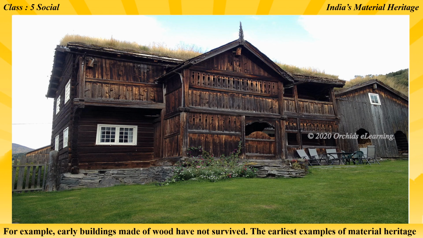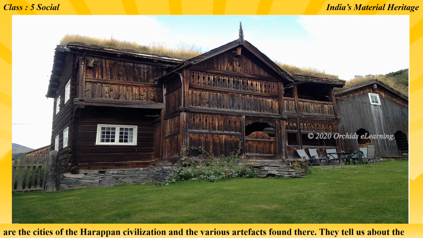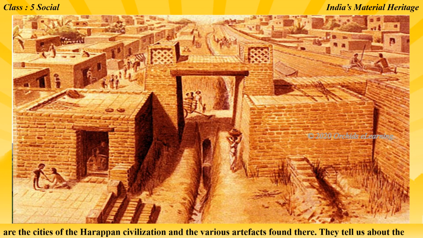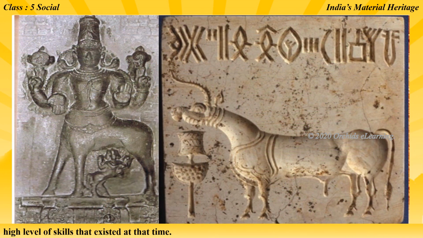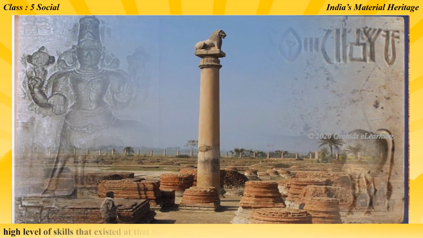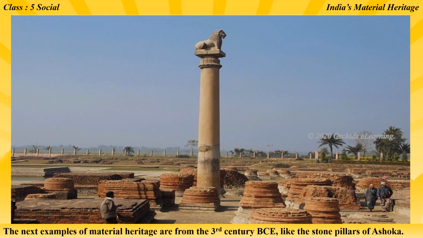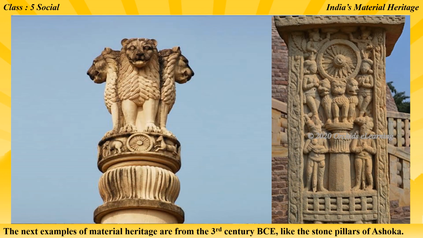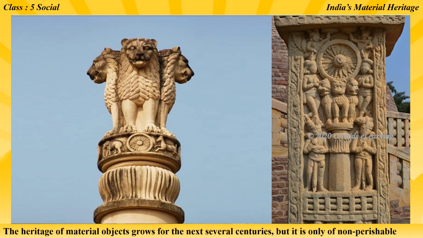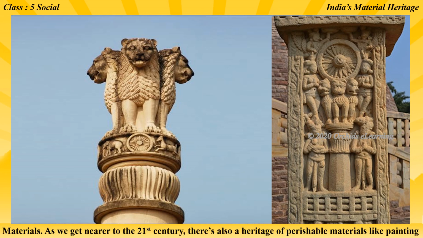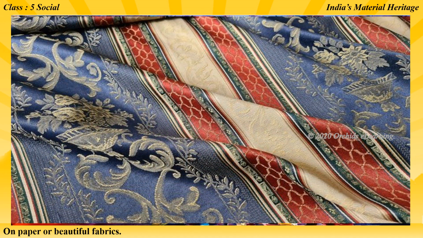The earliest examples of material heritage are the cities of the Harappan civilization and the various artifacts found there. They tell us about the high level of skills that existed at that time. The next examples of material heritage are from the 3rd century BCE, like the stone pillars of Ashoka. The heritage of material objects grows for the next several centuries, but it is only of non-perishable materials. As we get nearer to the 21st century, there's also a heritage of perishable materials like painting on paper or beautiful fabrics.